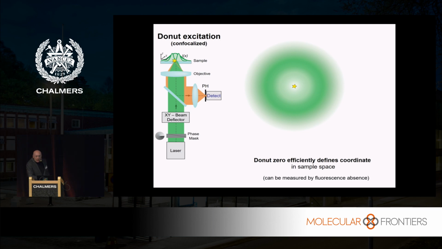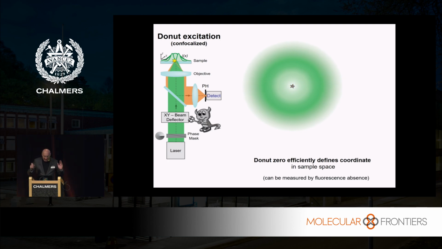Not only that, we can measure if the fluorophore is right at the center of the donut, because if the molecule is right at the center of the donut, it cannot emit light because there is no light. It's a zero intensity. So if the molecule is slightly off, it will emit light, and then we will know, oh, it's not at a zero because there's some light coming. And this helps us, of course, to easily find out where the molecule is actually located.